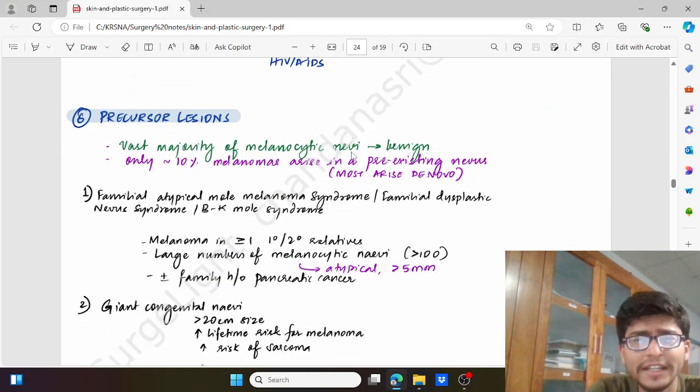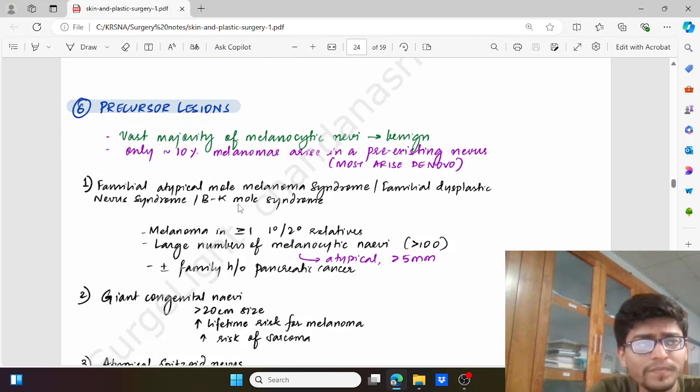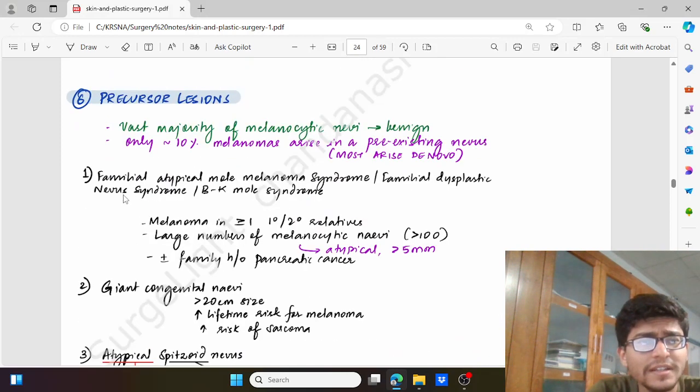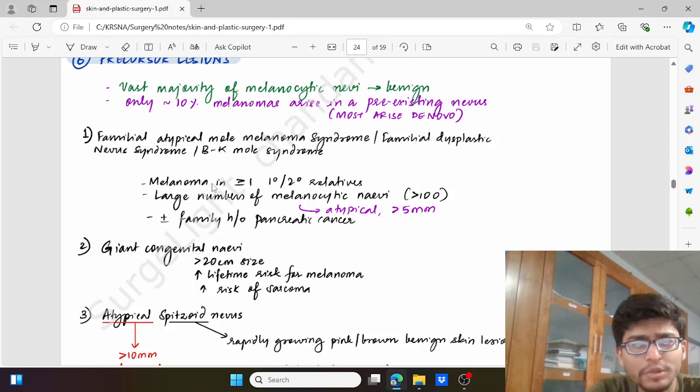Most melanocytic nevi are benign, but 10% of melanomas arise from a pre-existing nevus, and the rest arise de novo. So what are these precursor lesions? That is familial atypical mole melanoma syndrome, also known as familial dysplastic nevus syndrome or BK mole syndrome. Here we have melanoma in more than one first or second degree relative and large numbers of melanocytic nevi, more than 100, which are atypical, more than 5 mm, with or without a family history of pancreatic cancers.